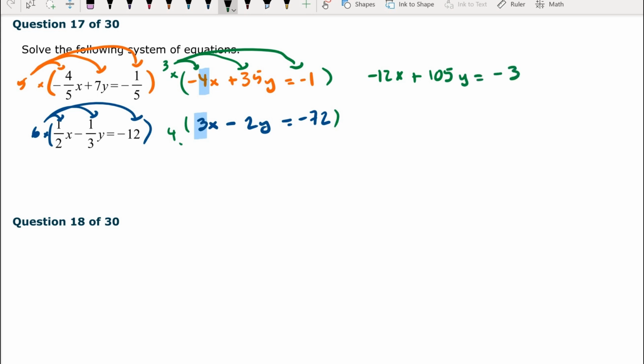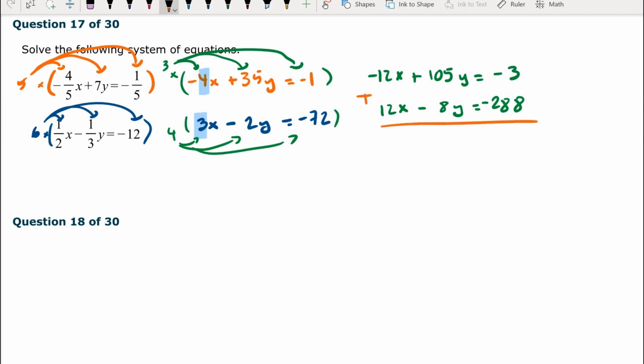Yes. And distribute 4, that will give you 12x minus 8y equal to negative 228. Alright, so we add the two equations. The 12x will cancel each other out. 105y minus 8y, that will give us what? 97y.